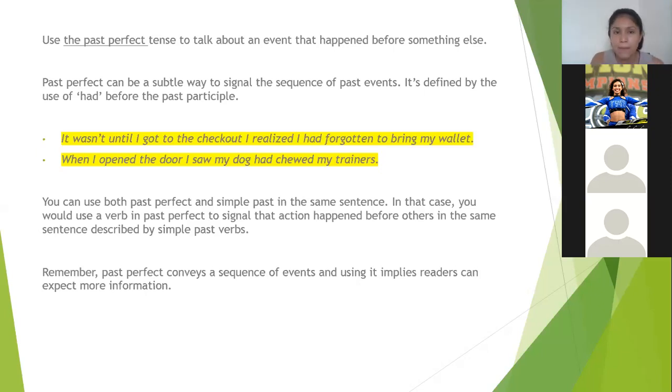Clear about this past perfect tense? Yes, no? Okay, thank you.